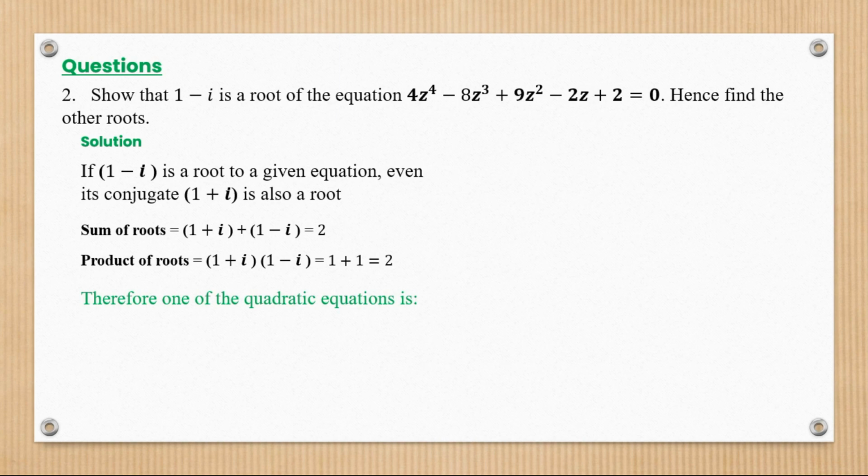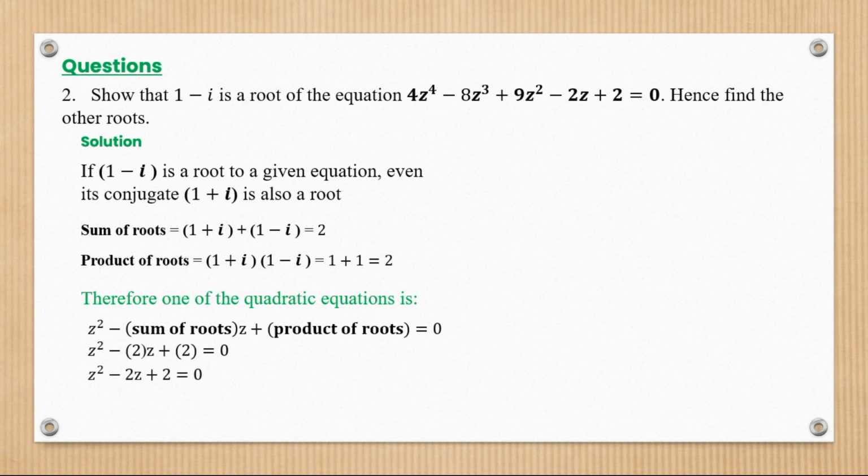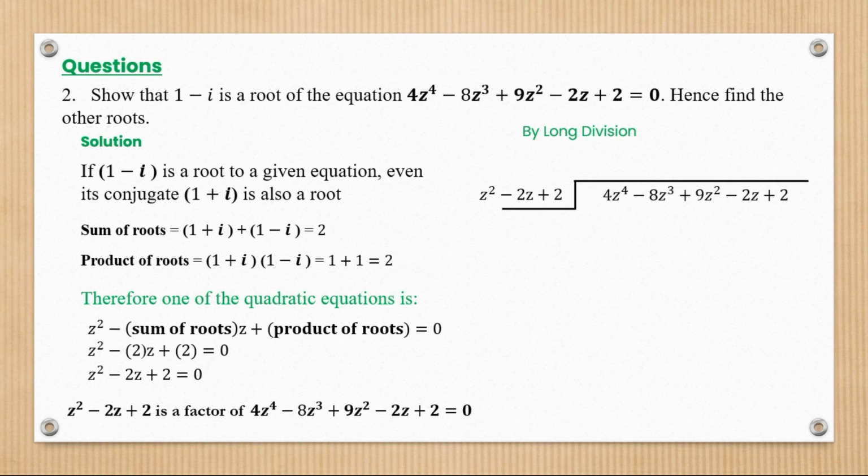And therefore, because we said there are going to be two different quadratic equations, one of them is going to be that. Insert the value of the sum of roots and the product of roots, and we end up with z squared minus 2z plus 2 is equal to 0. So we can see that z squared minus 2z plus 2 is a factor of our equation. Now we need to find the other factor. How do we find the other factor? By long division.